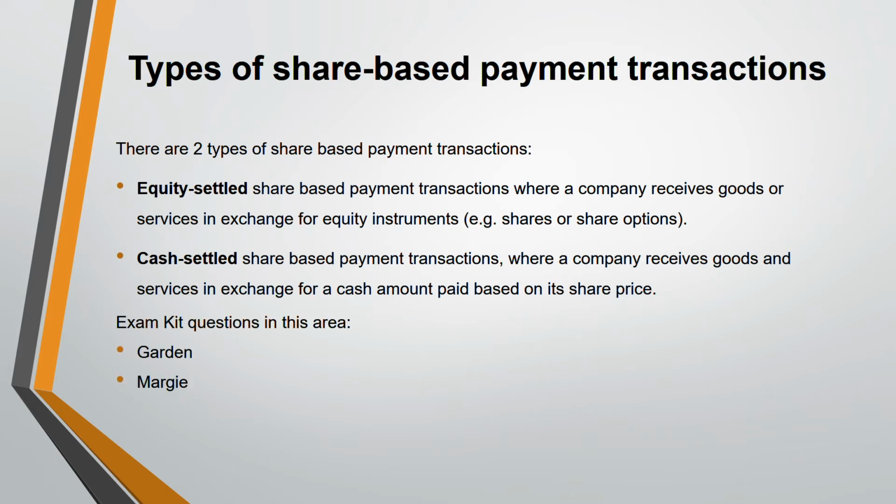So these are the two differences. From your exam kit, you can do Garden and Mage, these two questions. Garden I think I have completed. It's there on my SBR revision playlist. You can go and check it out. Mage, I don't think I've completed it, but you can do it. And you must attempt all the questions for IFRS 2.